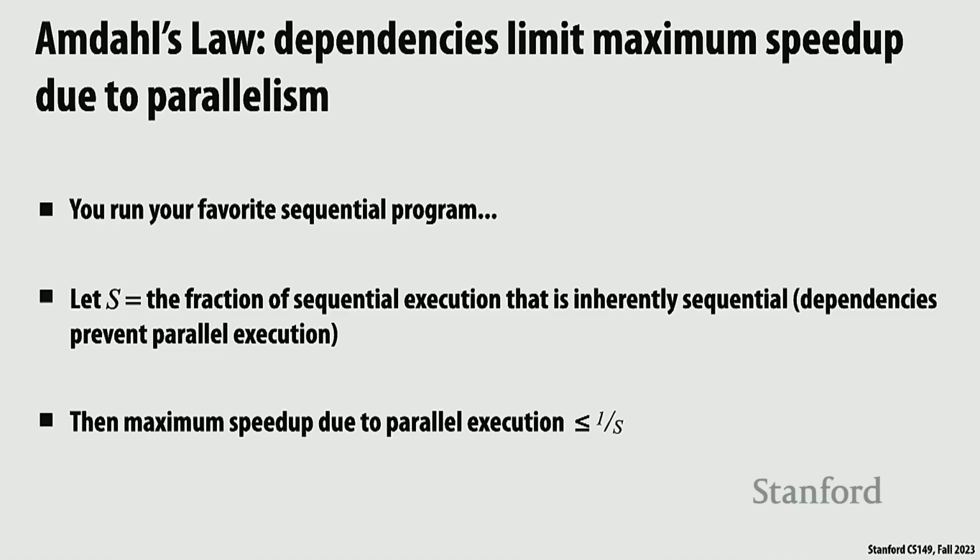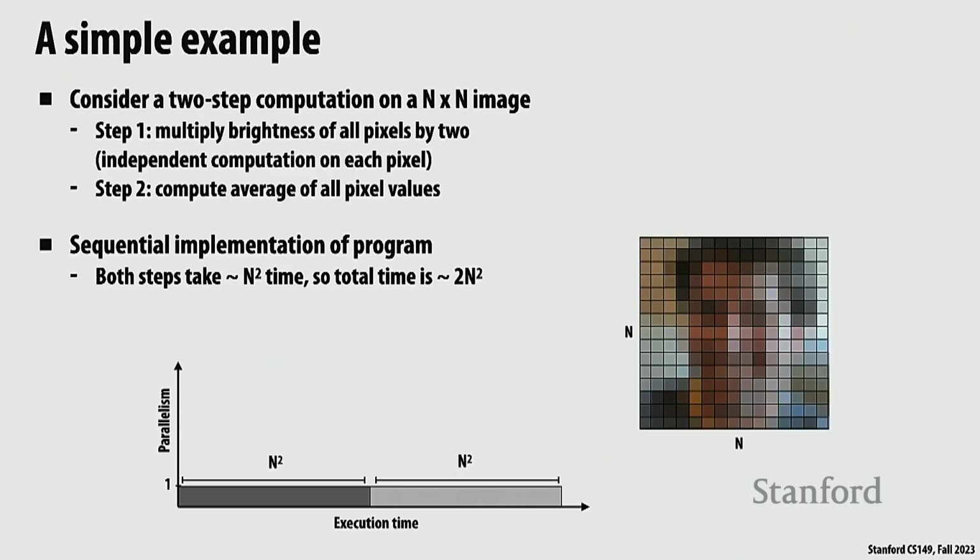And this can actually be pretty dramatic. Let's look at this. Here's a simple example from programs that I write all the time. Imagine I had an image of me, and the goal was to multiply all pixels by 2 to increase the brightness. And then maybe I wanted to compute the average of all pixels. It's actually a pretty common operation that your camera does all the time. Both steps, hopefully you can see, take n squared time. It's an n by n image.